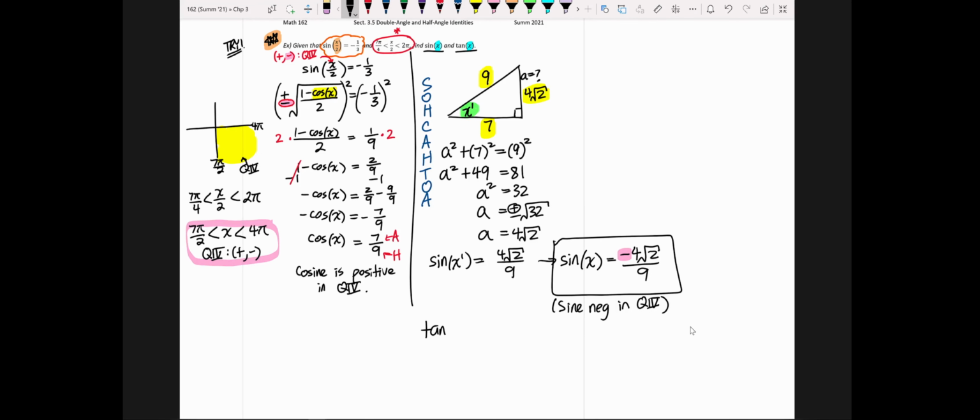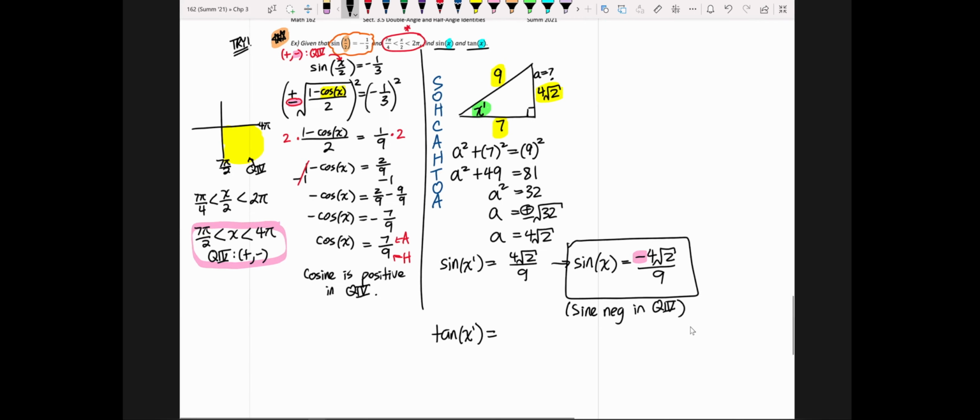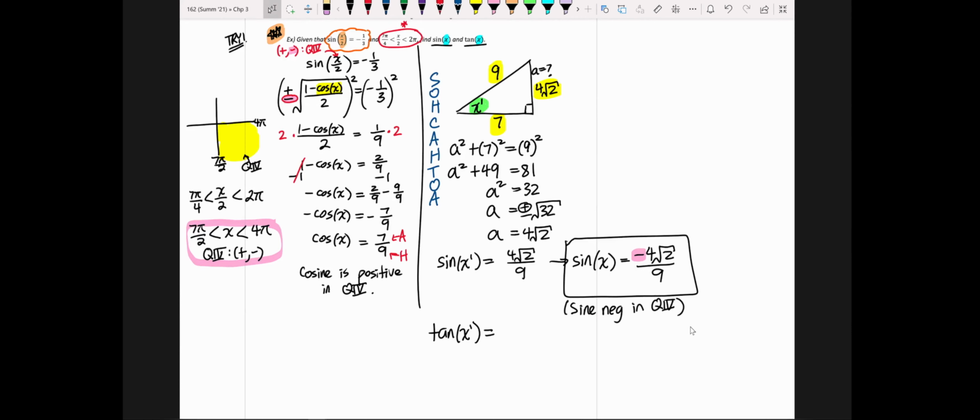Okay, tangent of the reference angle. Let's see here. Tangent of the reference angle is going to be opposite over adjacent. So that's 4 root 2 over 7. And then when we look at tangent, tangent is y over x. So y over x is negative in quadrant 4. So tangent is also negative in quadrant 4.